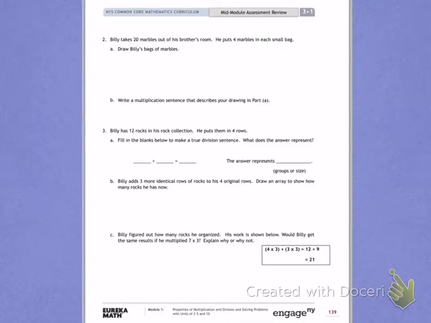This is Module 1, Mid-Module Review. In this first module, we have been learning the properties of multiplication and division and solving problems with units of 2 through 5 and 10.